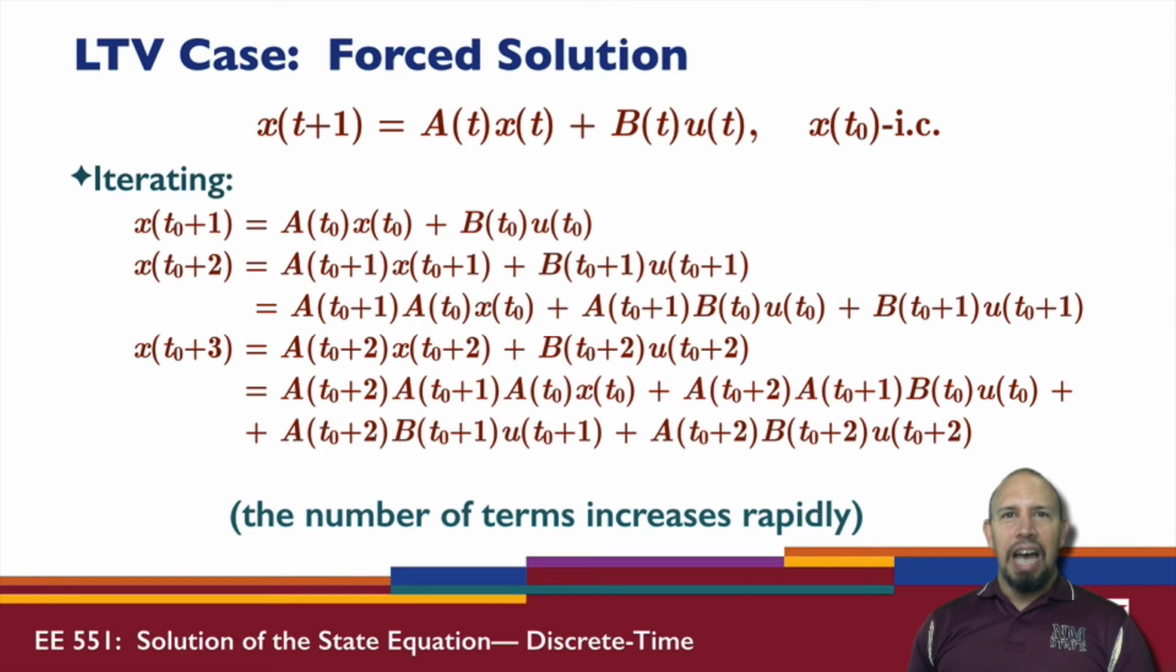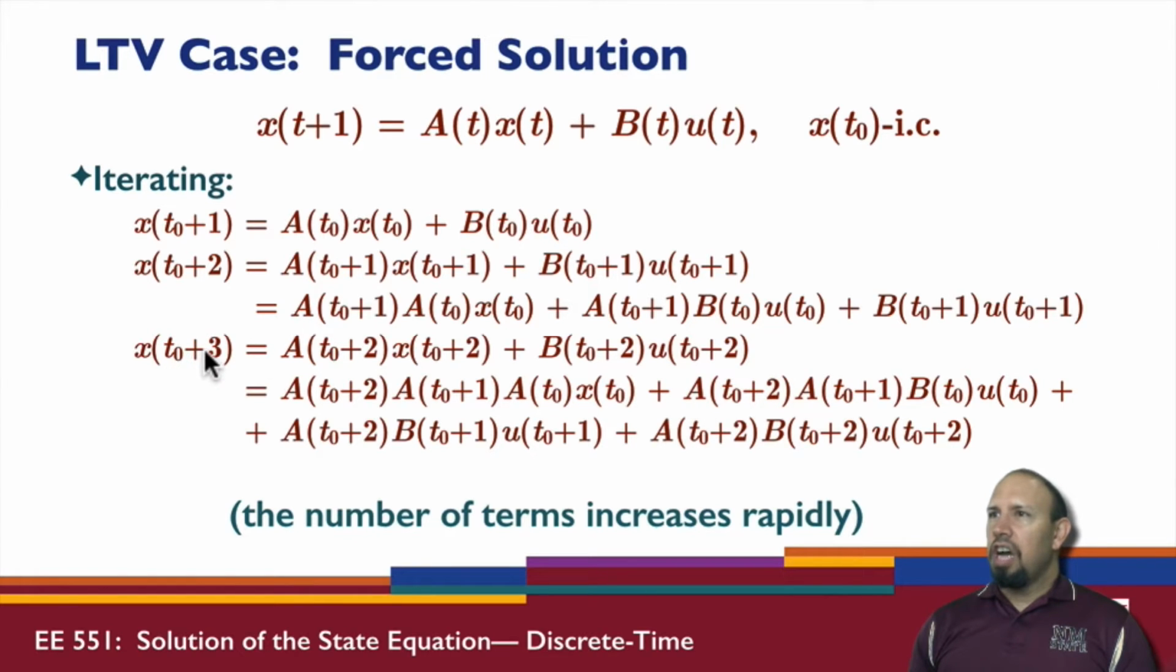What about the linear time varying case? Well, again, here we have A being a function of time, B being a function of time. We can go through and do the iteration. So we iterate from time t0. At time t0 plus 1, we get this expression. At t0 plus 2, I get this expression that involves the t0 plus 1 terms, which was obtained in the previous step. I can plug all of this in here, and I get this expression.